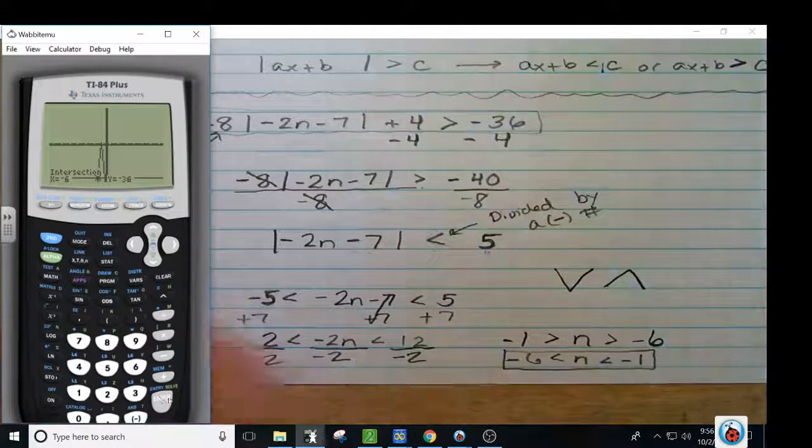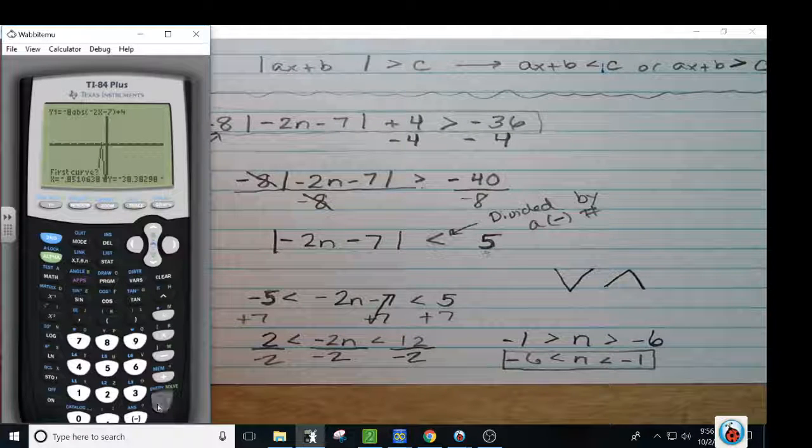All right, now do the same thing again. Second trace, intersect, go over to the right side. Can't see it because of the numbers. It's negative 1. So I got my negative 1.